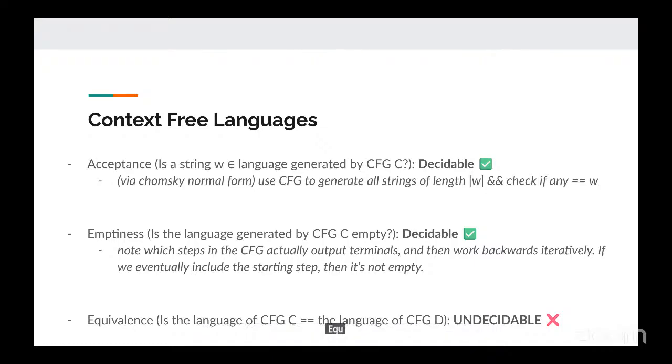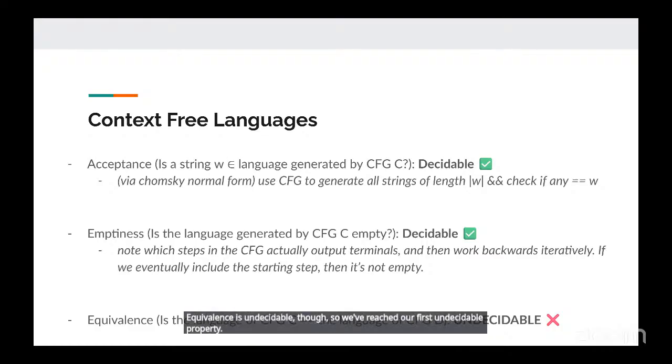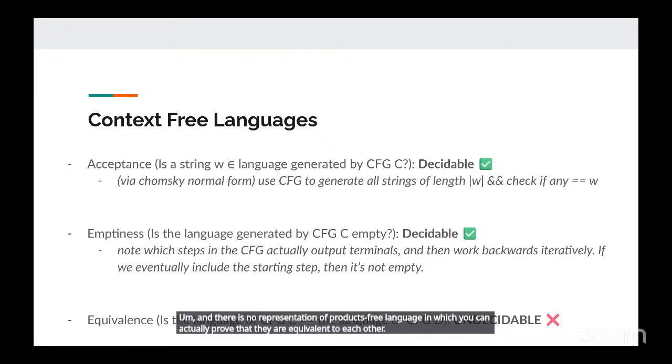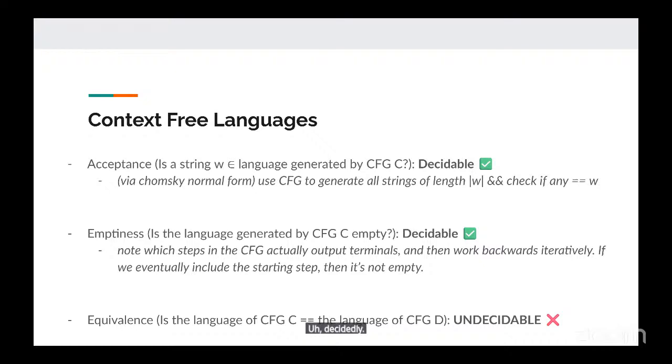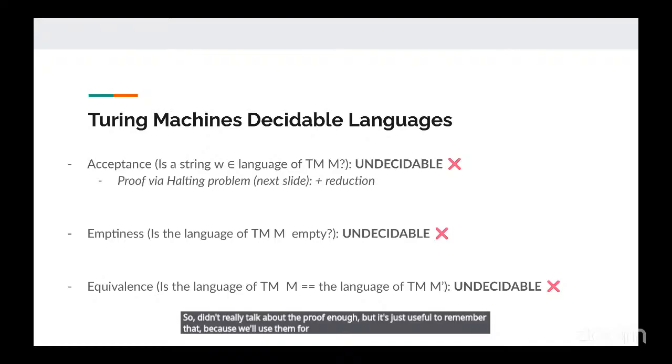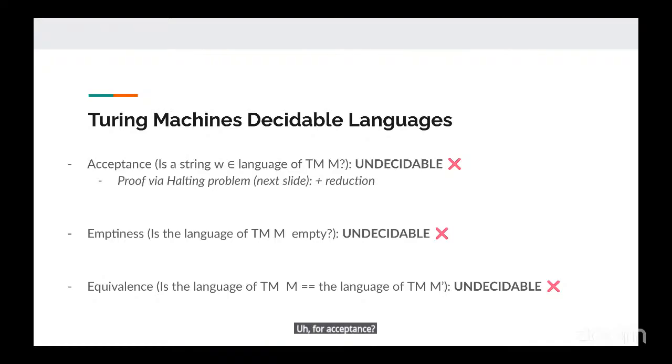Equivalence is undecidable. So we've reached our first undecidable property. There's no procedure for context-free languages that can decide whether two of them are equivalent. We didn't really talk about the proof of that, but it's useful to remember because we'll use them for our proofs later. Yeah. For acceptance, what do we have to see?